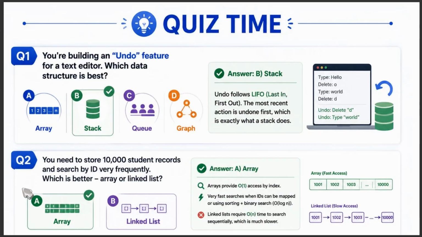And for the second question, the answer is array. Even if you don't know the exact index, you can sort the array by ID once, then use binary search to find any record. So the answer is stack and array. We will go into a deep dive into these data structures in later sections. For the time being, these are the answers.